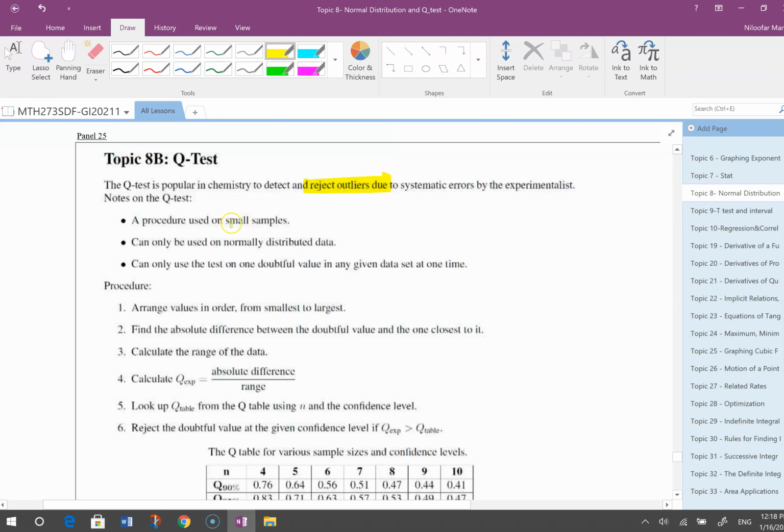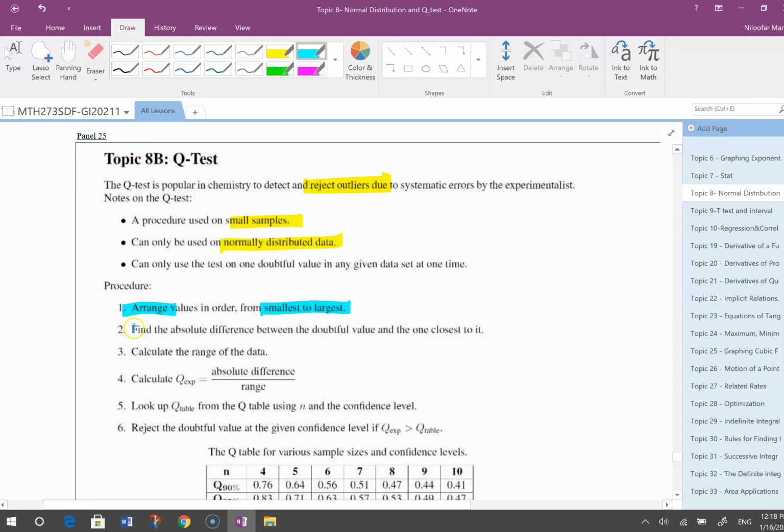Okay, first of all, the sample must be small. It must be normally distributed. Okay, and then I can use it for something that I have doubt about. So what should I do? Arrange them from small to large. You have to know them. You have to know the steps.